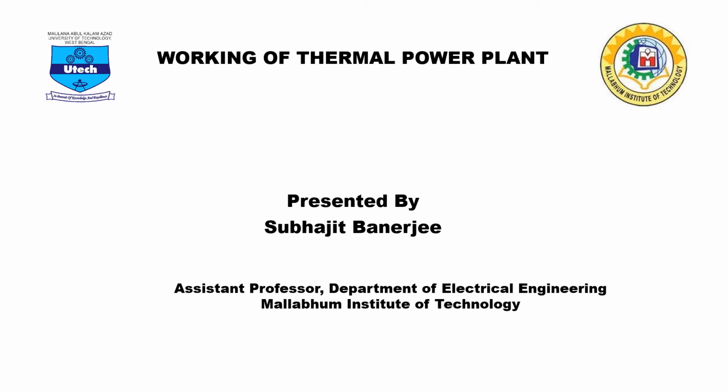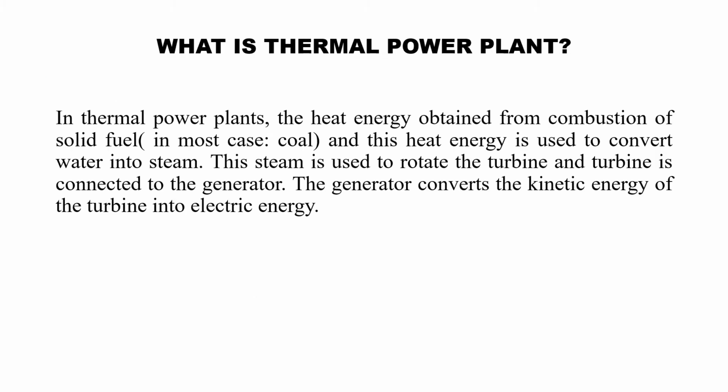Today I am going to discuss the working of a thermal power plant. What is a thermal power plant? In thermal power plants, the heat energy obtained from combustion of solid fuel, in most cases coal, is used to convert water into steam. This steam is used to rotate the turbine, and the turbine is connected to the generator, and the generator converts the kinetic energy of the turbine into electrical energy. In this way, electrical energy is generated in a thermal power plant.